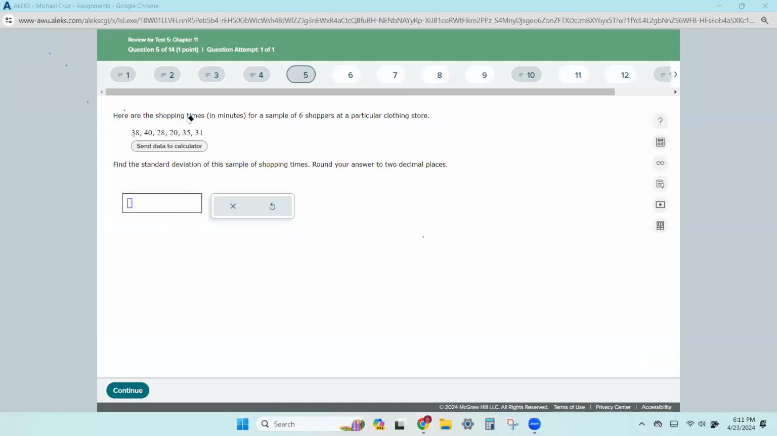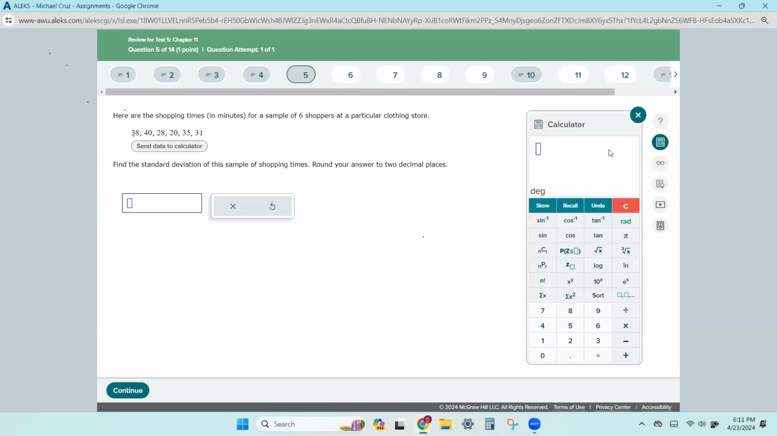All right, now this is the one that takes some time here. You can do the whole thing with the calculator, but it's really hard to display it. So I'll just do it the by hand way. So what we got to do is we got to have the mean. So first, find the mean. So we're going to add them up just like we did.